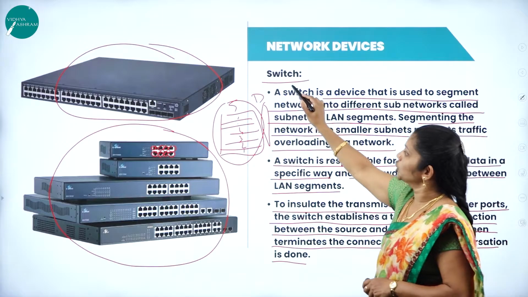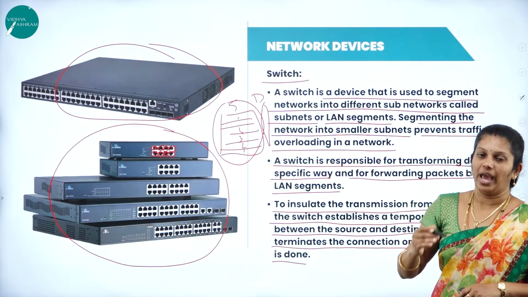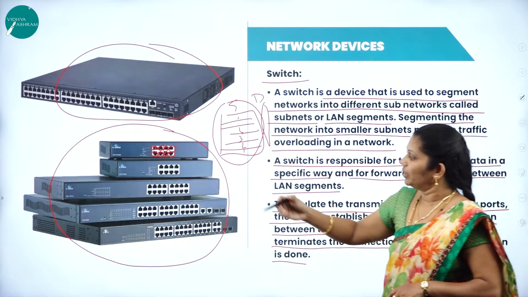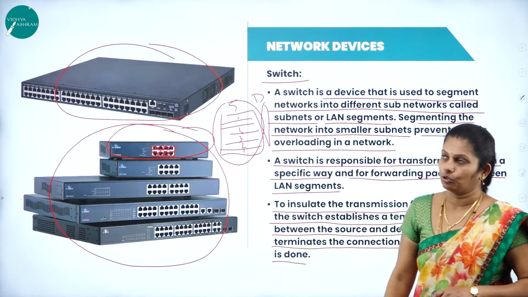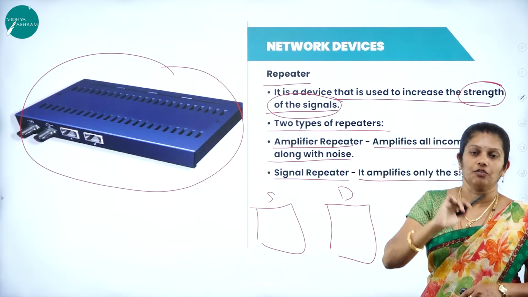But if you observe a switch, we are not increasing any strength. Whatever network we have, we are dividing it among several computers here. That can be divided into several computers, and this helps to control the traffic also. Whereas a repeater helps to increase the strength of the signal.